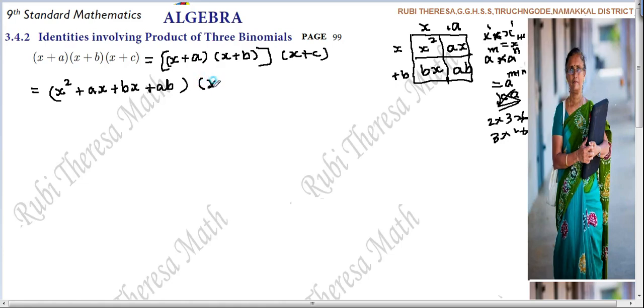Next one is X plus C. Next, X squared plus AX plus BX. In these two terms, X is common. Just look at these two terms. What is common? X. So we can write A plus B into X. This X you can write either here or here, anywhere. X square plus A plus B into X.